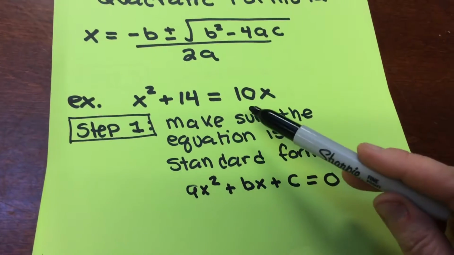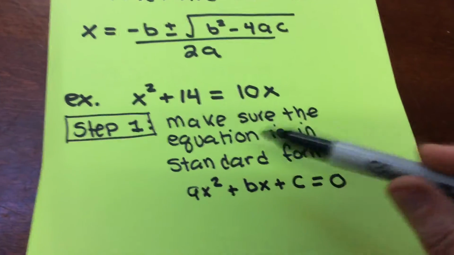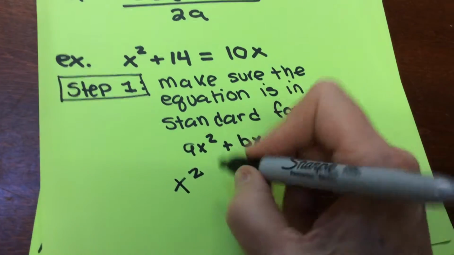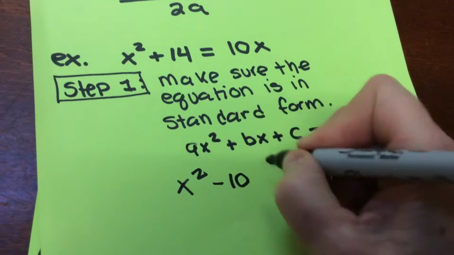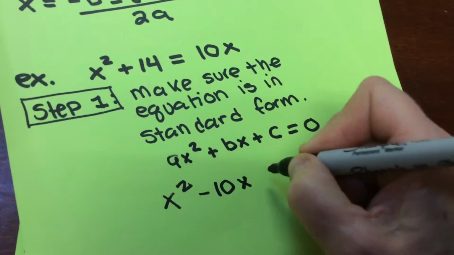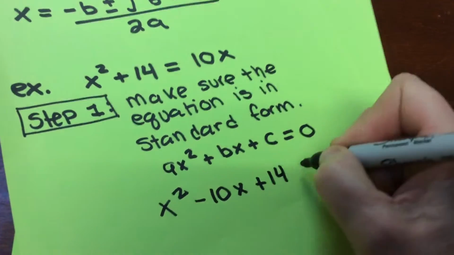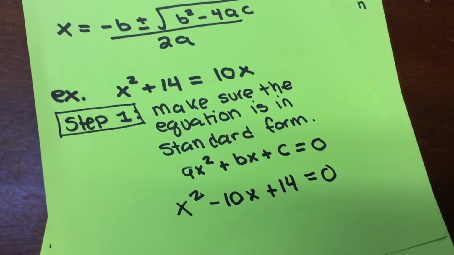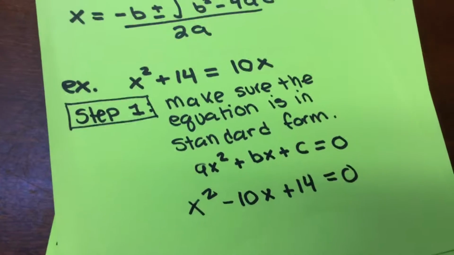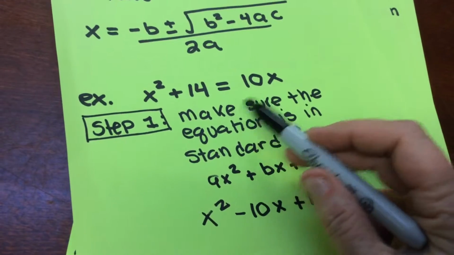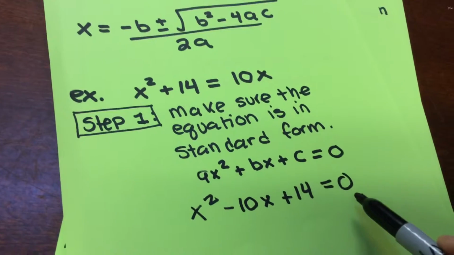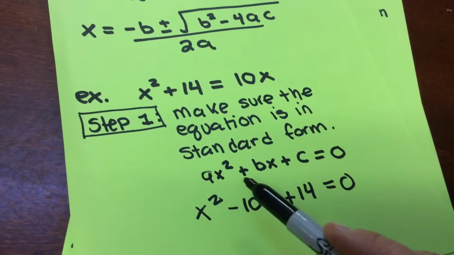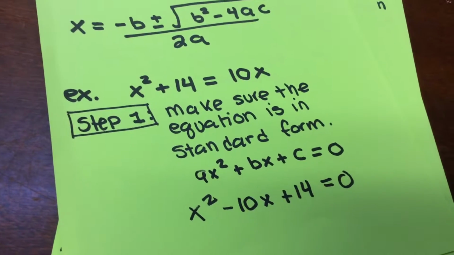So to do that, we simply subtract 10x from each side, and then we get x squared minus 10x plus 14 is equal to 0. So now our equation is in standard form. We just simply subtracted a 10x from each side. That left us with 0 on this right-hand side, and we have a negative 10x here. So this now looks like this.